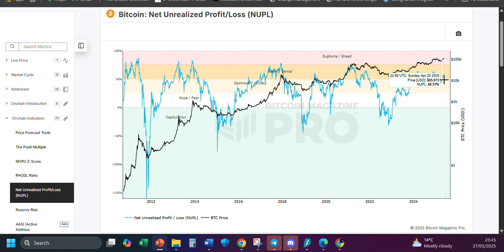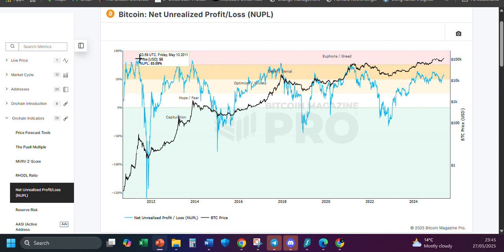Looking at the chart, the black line is the price of Bitcoin. The blue line is the ratio between market cap and taking profit. When the market cap rises much faster than profit taking, you can see the blue line overheating or moving up into the red zone, the euphoria and greed zone.